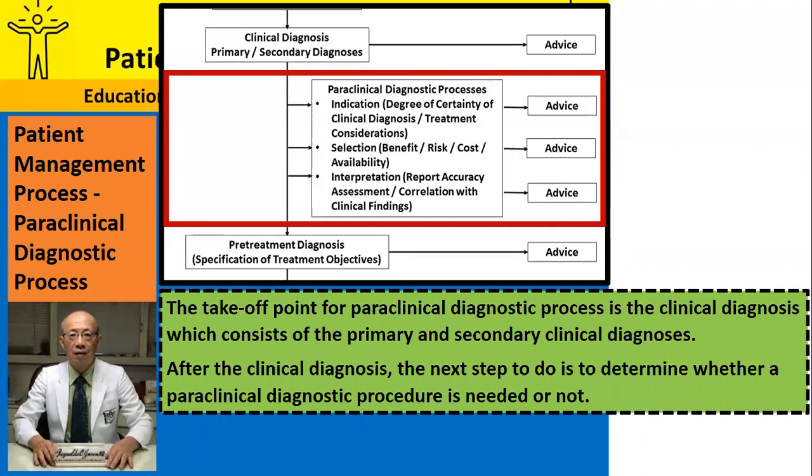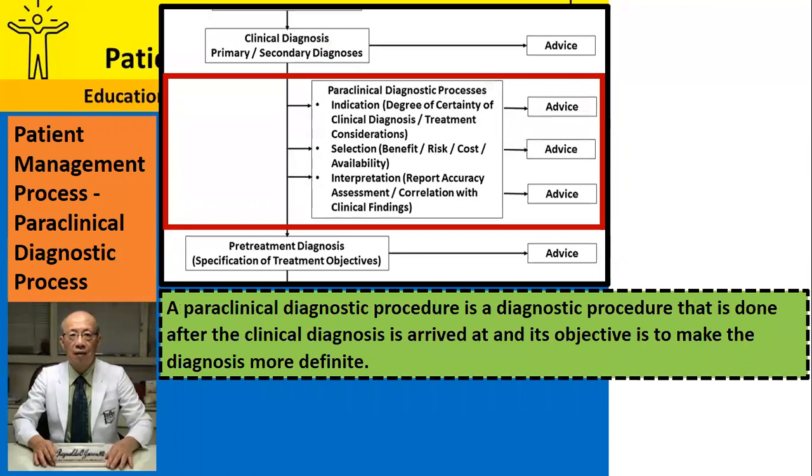So the takeoff point for the paraclinical diagnostic process, which is the diagnostic test, okay, is the clinical diagnosis, which consists of the primary and secondary diagnosis. So after the clinical diagnosis, the next step to do is to determine whether a diagnostic test or paraclinical diagnostic procedure is needed or not. A paraclinical diagnostic procedure is the same as a diagnostic test, that is done after the clinical diagnosis. That's why I said you have to ask the doctor first, what is your clinical diagnosis? Okay, so after the clinical diagnosis is arrived at, its objective is to make the diagnosis more definite.